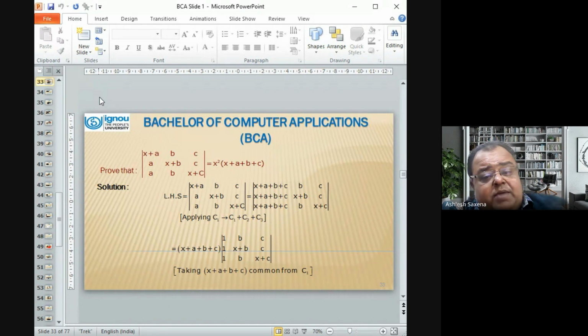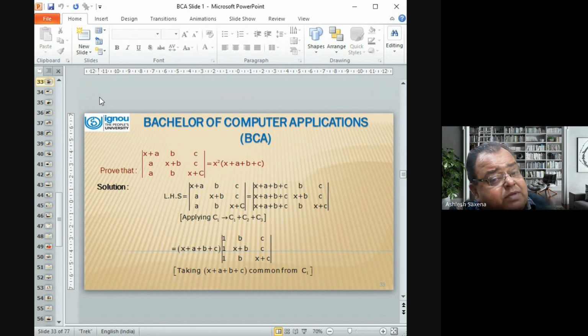After taking a common as x plus a plus b plus c, I will be left with 1 1 1 in column 1. Now, if you remember, I told you you have to make as many elements 0. What I will be doing, I will be operating row 2 and row 3. That means I will be subtracting row 1 from row 2.